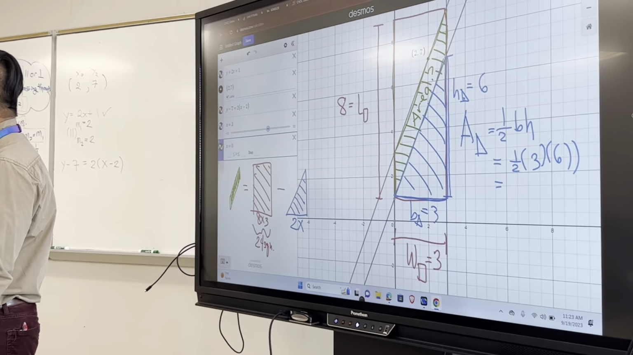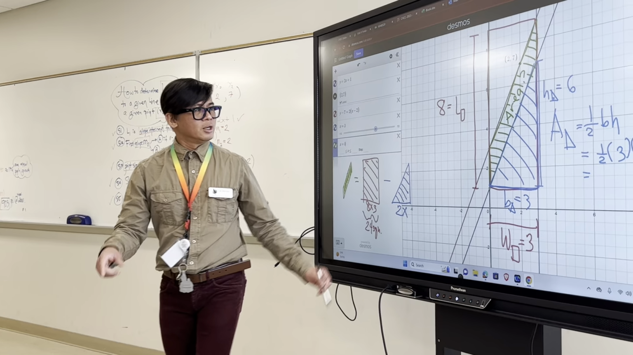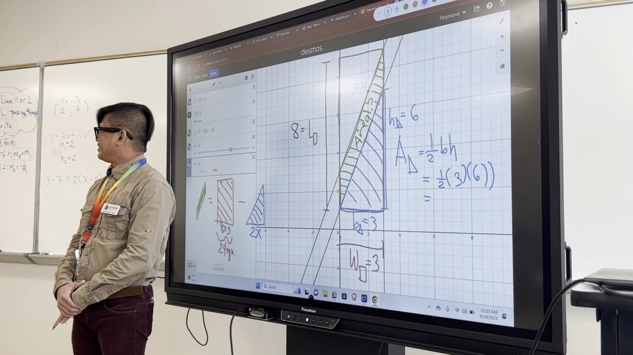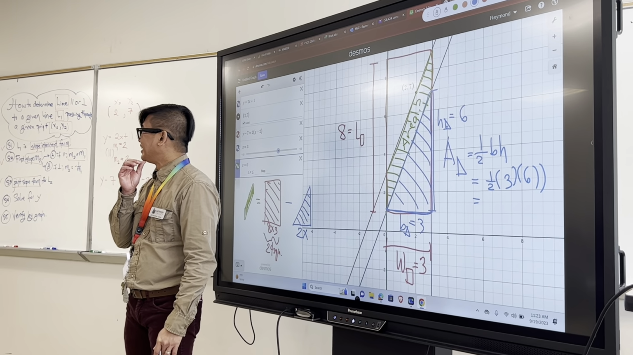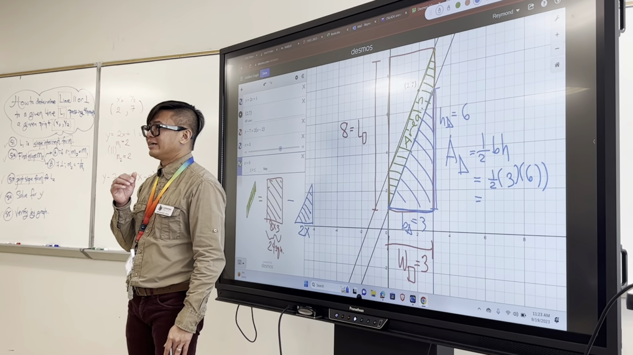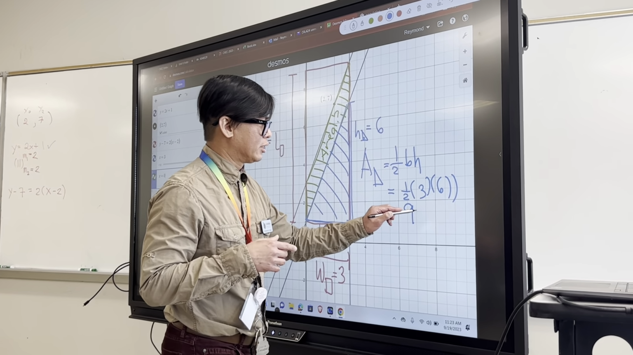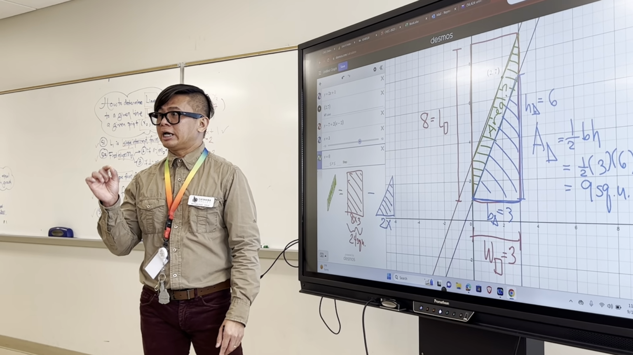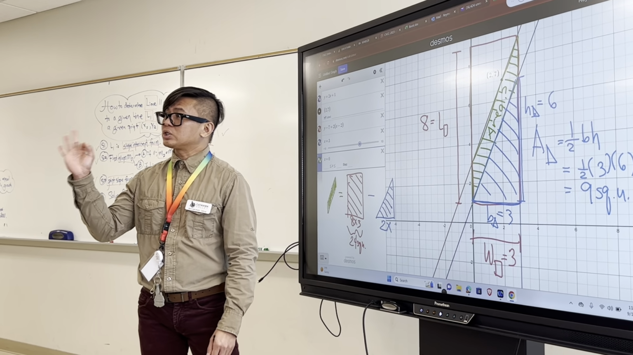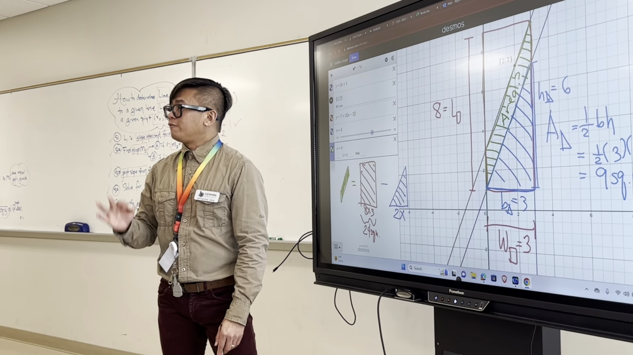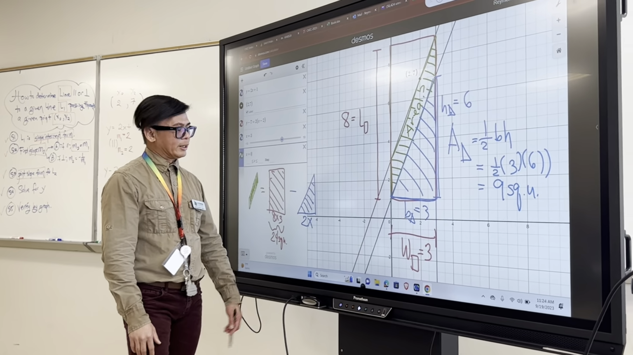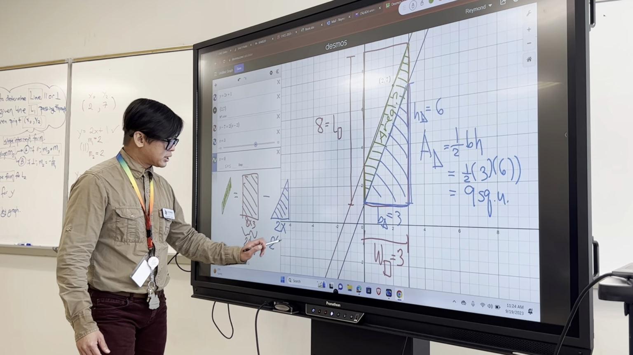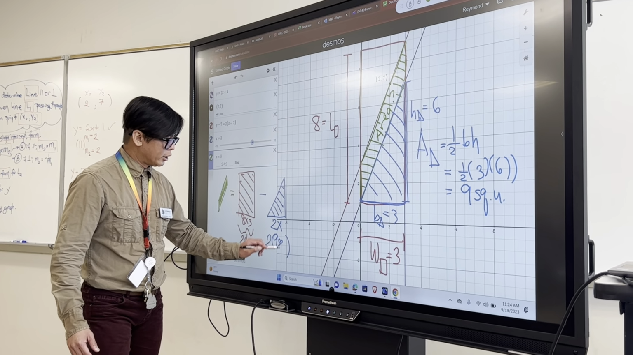So make your calculators useful. Jeremy, what you got? 1/2 of 3 times 6. Okay, calculator. 9 square units. Very good, Rachel. There we go. Square units. Again, specific with the area, it's always square units: square inches, square meters, square centimeters, square feet. So put in here, and you're going to double that one. So I put in here 2 times 9 square units.